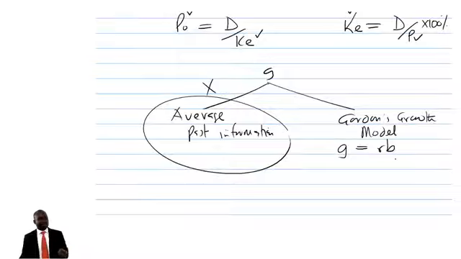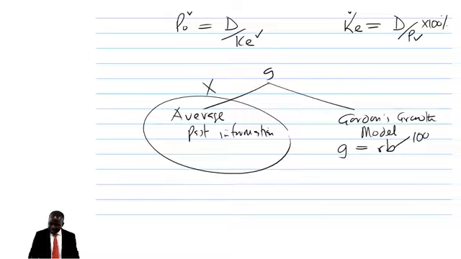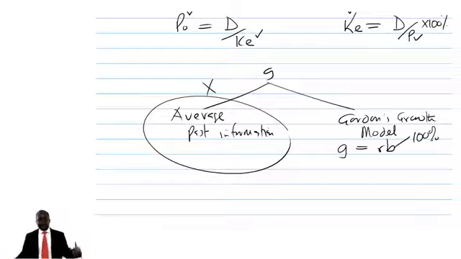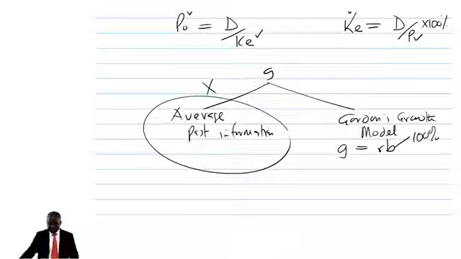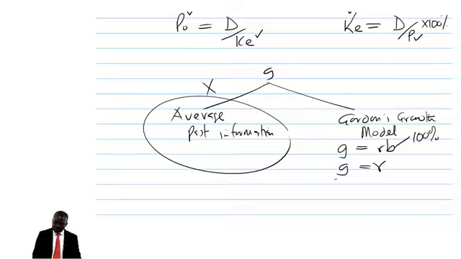So if 100% will be retained, then my B will represent what? 100%. Because every profit will be retained. Proportion of the profit retained is what is equal to the B. So the whole of the B will be retained. So if the B is 100%, then your growth rate is equal to simply your R.